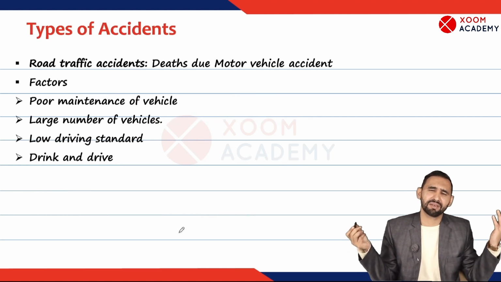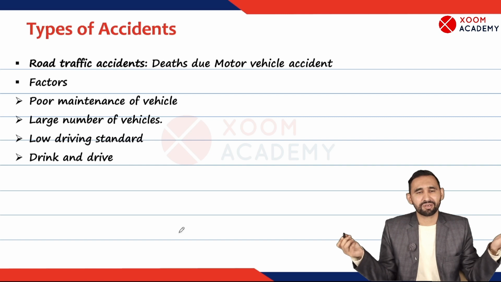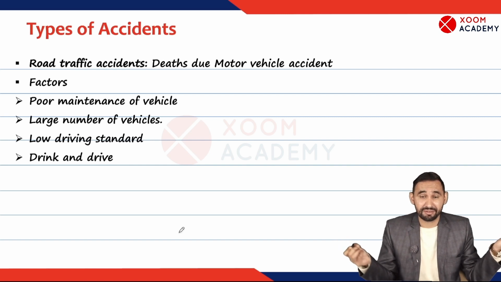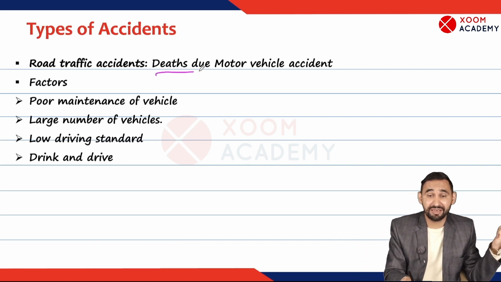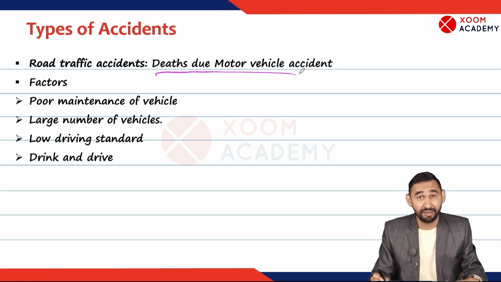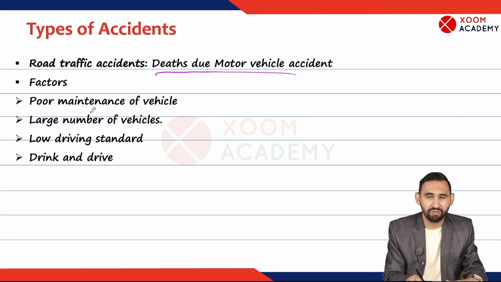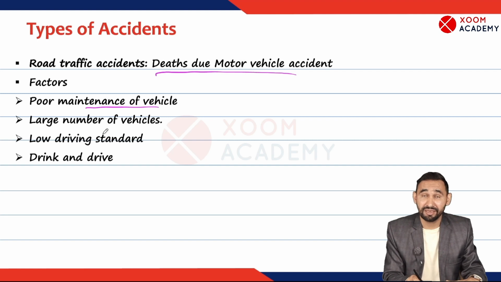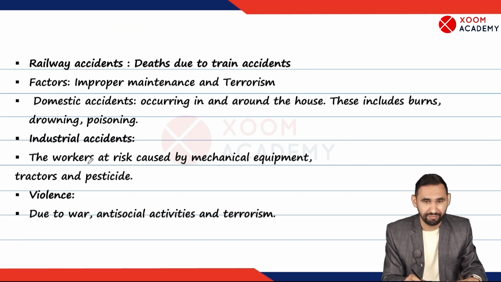What are the various types of accidents? Most common are road traffic accidents. Deaths due to motor vehicle accidents are common in Pakistan. Other factors: poor maintenance of vehicles. There is no check and balance system. A large number of vehicles. Low driving standard. Drink and drive. People usually drink and drive.